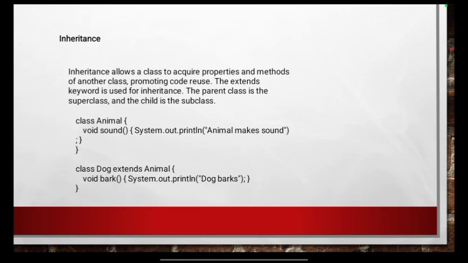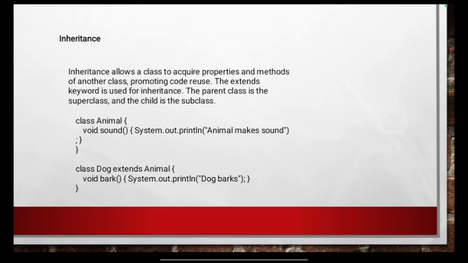Void bark. System.out.println Dog barks. This defines a new method named bark inside the Dog class. This method is unique to Dog and is not inherited from Animal. When called, it prints Dog barks to the console, showing additional behavior specific to dogs. Now curly braces close, this closes the Dog class.